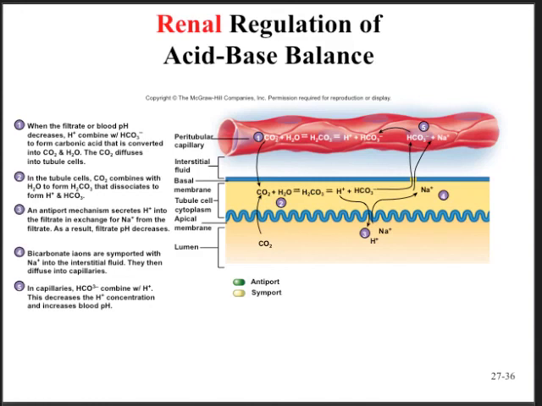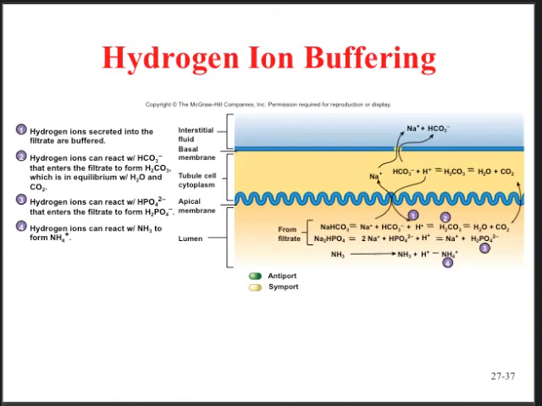An antiport mechanism secretes protons into the filtrate in exchange for sodium from the filtrate, and as a result, filtrate pH begins to decrease. The bicarbonate anions are symported with sodium into the interstitium, and here they then diffuse into the capillaries. In the capillaries, bicarbonate combines with protons, and this decreases the proton concentration and ends up increasing the blood pH. So you can see how this all operates. The kidney has this unique ability to excrete these protons, and that's one of the major players in the regulation, again, of body pH.